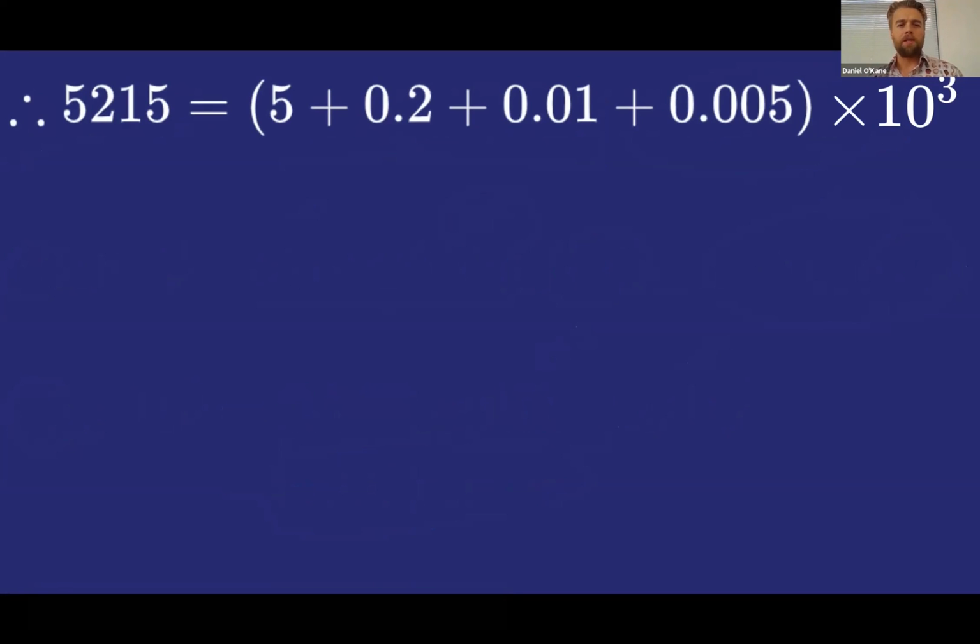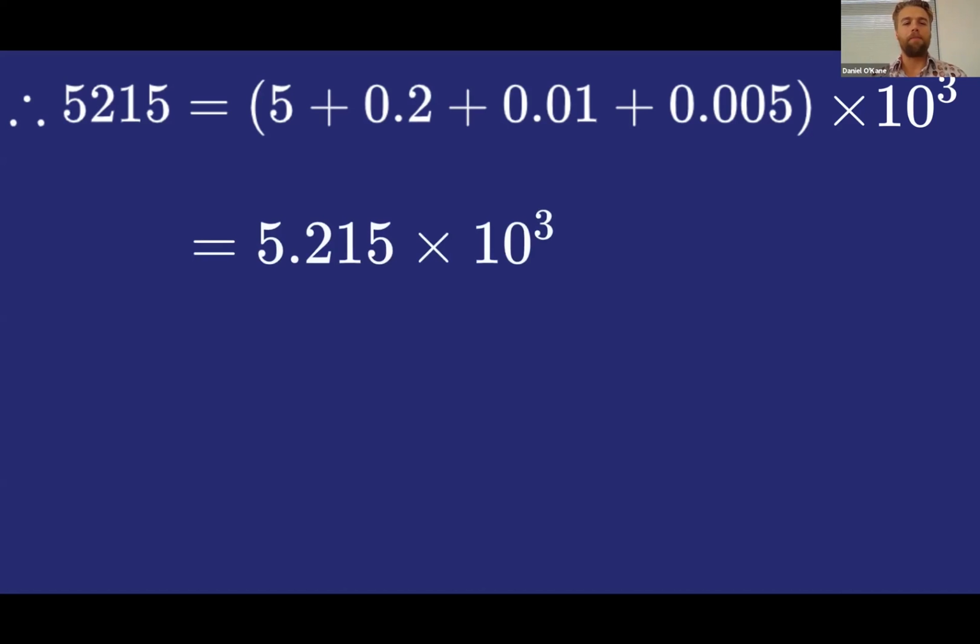So now when I look at 5,215, I can add 5, 0.2, 0.01, and 0.005 together because they've all been multiplied separately by 10 to the power of 3. So I'm just taking out that 10 to the power of 3 as a common factor. So then I can write this now as 5.215 times 10 to the power of 3. So that's just showing you how this works, this scientific notation, and why this base 10 system is able to help me do these calculations.